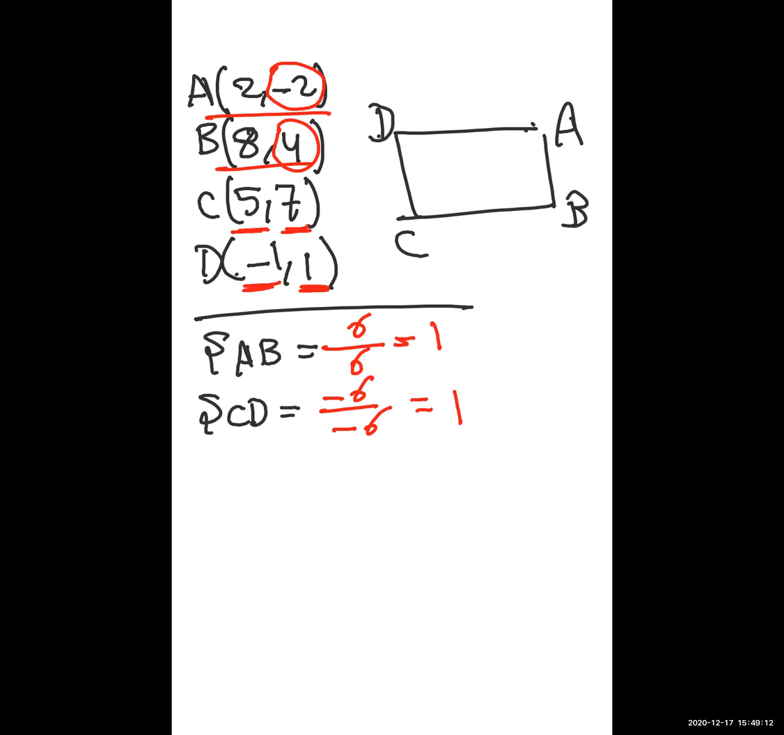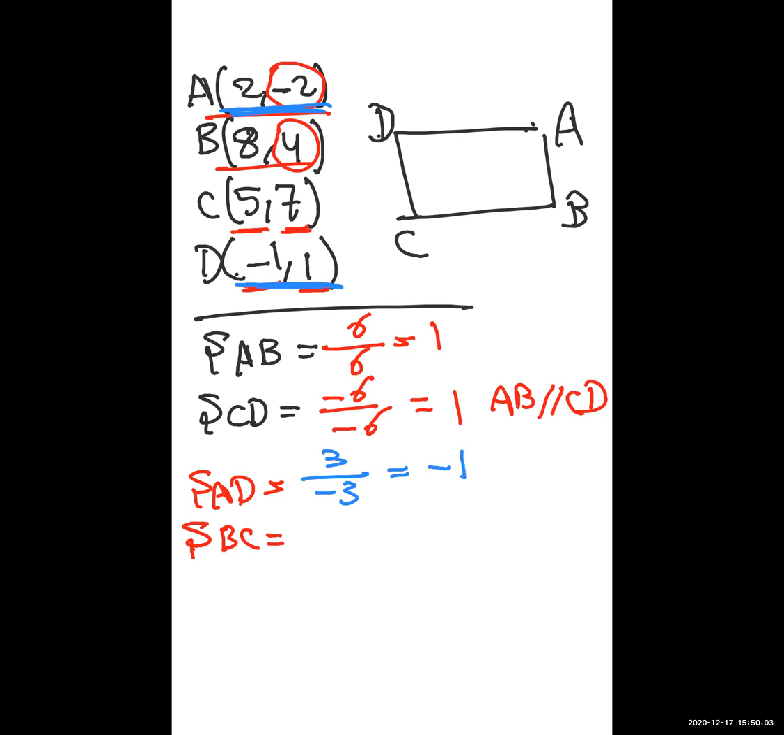Okay. Then the next one. So simply, guys, the two slopes are equal. So AB is parallel to CD. Then the next step, get the slope for the other two sides, AD and BC. Slope for AD, this is point A, this is point D. So 1 minus negative 2 means 1 plus 2, which is equal to 3 over negative 1 minus 2, which is negative 3. So it will equal negative 1.